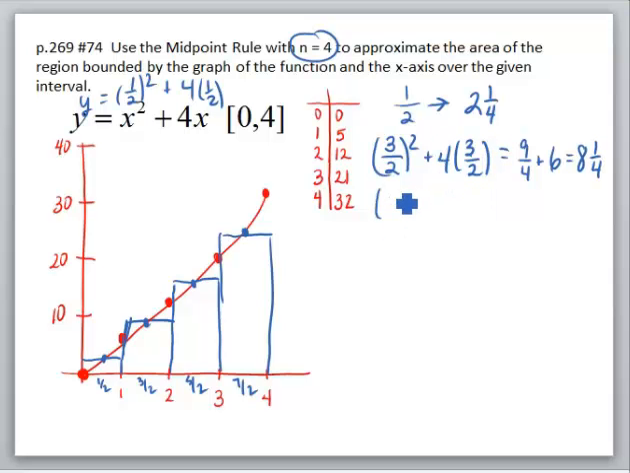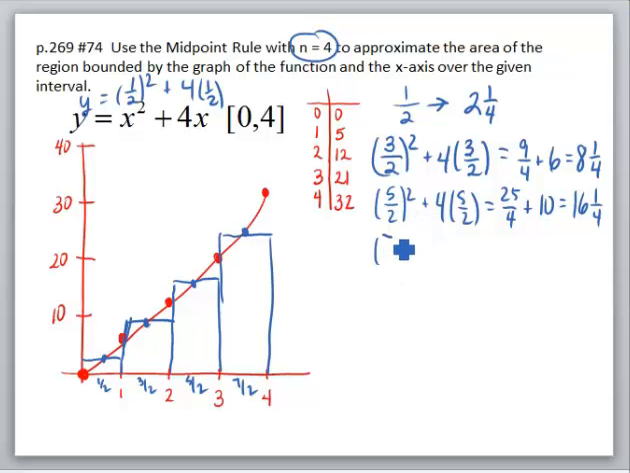When I plug in 5 over 2, I have 5 over 2 squared plus 4 times 5 over 2. 5/2 squared is 25/4. And I'd have plus 10. 25/4 plus 10 is 16 1/4. And the last one I have to do that for is 7/2. 7/2 squared plus 4 times 7/2 equals, that would be 49/4, and I end up getting plus 14. Well, this is 12 1/4 plus 14 is 26 1/4.